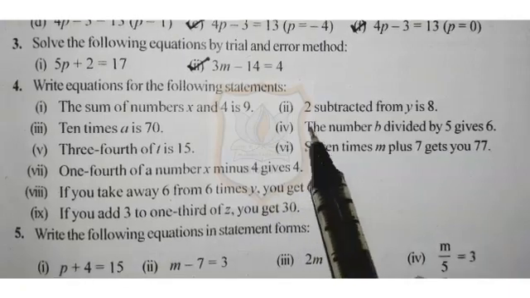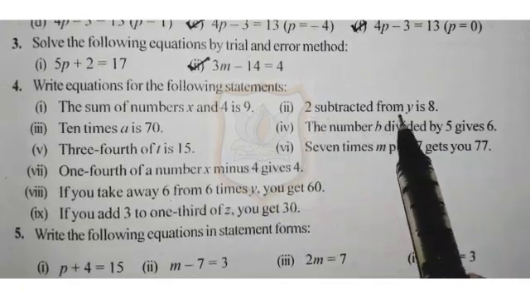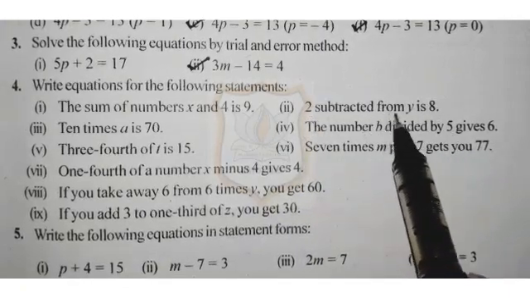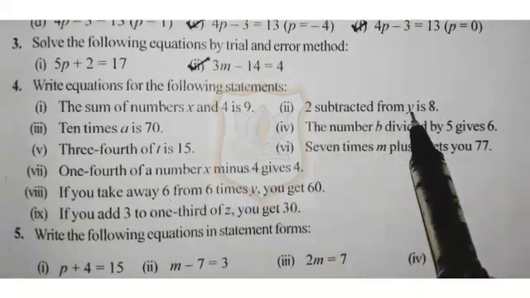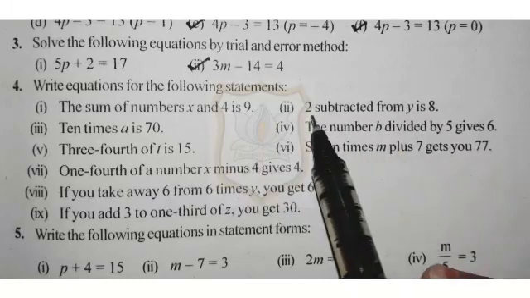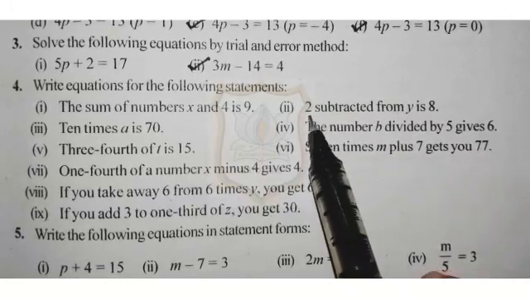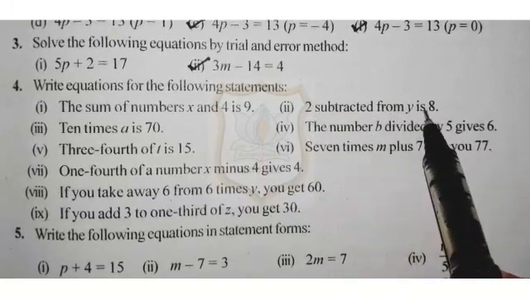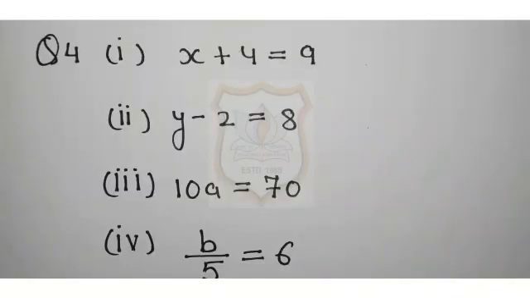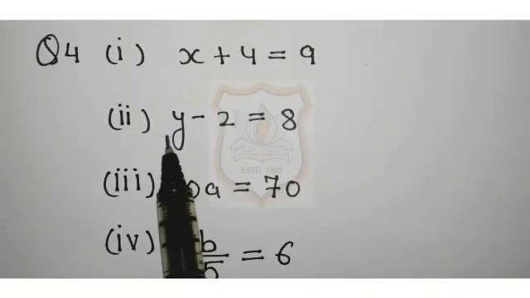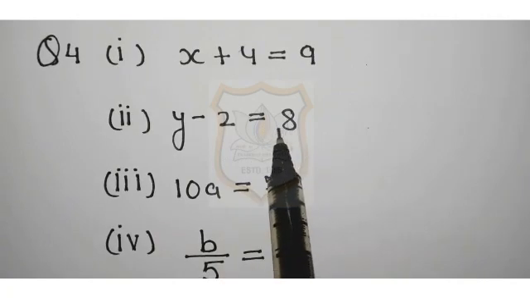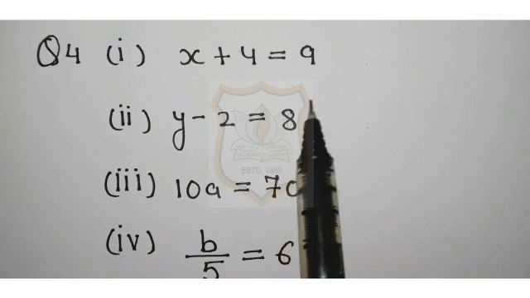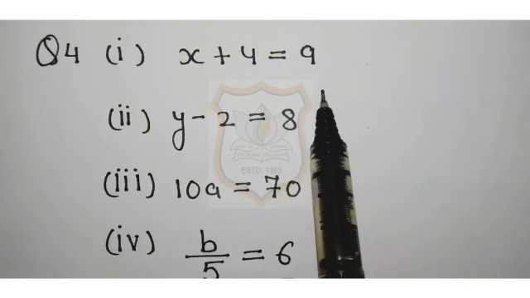Second statement is: 2 subtracted from y is 8. "From" is there, which means you have to subtract 2 from y. y will come first and 2 will come after that. So according to the statement, y minus 2 is equal to 8. This is the equation formed from part 2 of question number 4, 2 subtracted from y is 8.